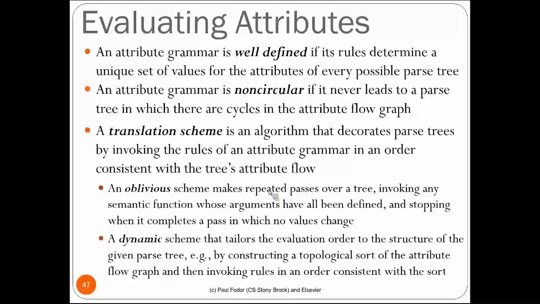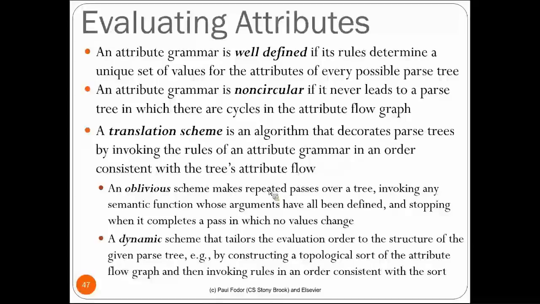So, as I said, attributed grammars are a formalism, but it doesn't specify the attribute flow. We call an attribute grammar well-defined if the rules determine a unique set of values for the attributes for every possible parse tree. For an attribute grammar to be well-defined, it must be non-circular. That's not actually enough for an attribute grammar, but it must be at least non-circular. That means that in the parse tree, it should never lead to cycles in the attribute flow graph. So you saw those assignments in the attributes. It should never lead to, let's say, an attribute A assigned to an attribute B, and an attribute B being assigned to an attribute A. That will actually be a circular definition of the attributes, and it will not lead to a well-defined, annotated parse tree.